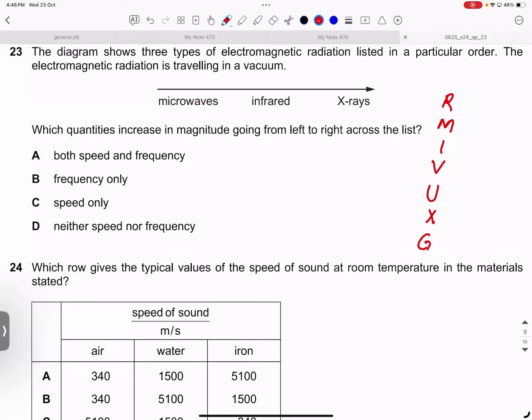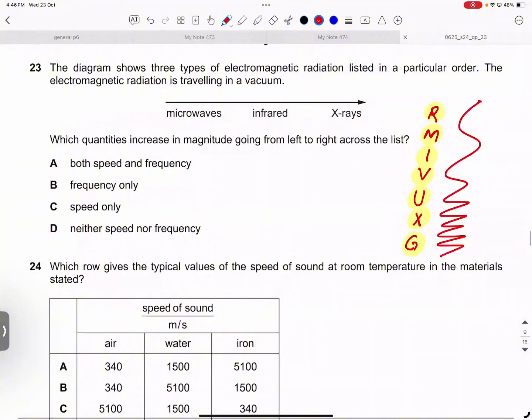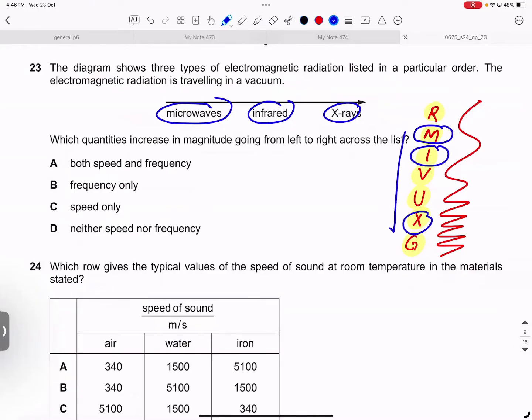Radio, micro, infrared, visible, ultraviolet, X-rays, gamma rays. Again, same thing. So they want to ask you micro, infra, X. As you go down, frequency increases. As you go up, wavelength increases. So which quantity increases? As I just told you, frequency increases. Answer is B.